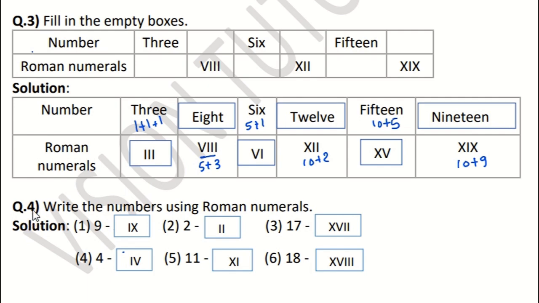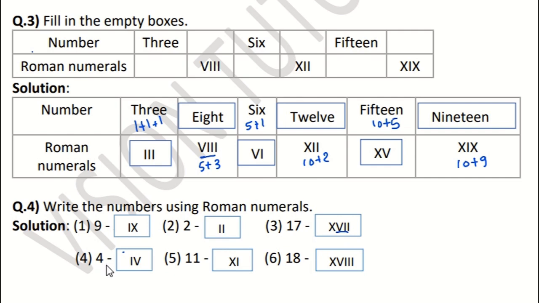Question number 4. Write the numbers using Roman numerals. First question is 9. 9 means 1 less than 10. So I should be on the left side. Again, IX. 2. 2 means 2 times I. 17. That is 10 plus 7. Means X plus VII. VII stands for 7.